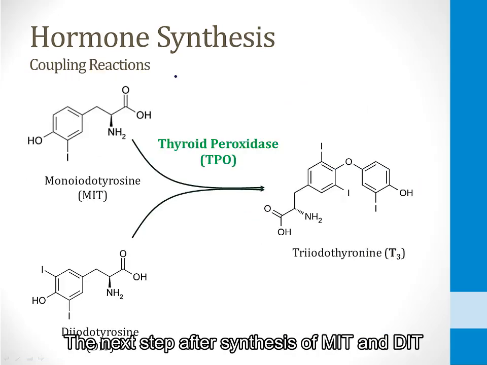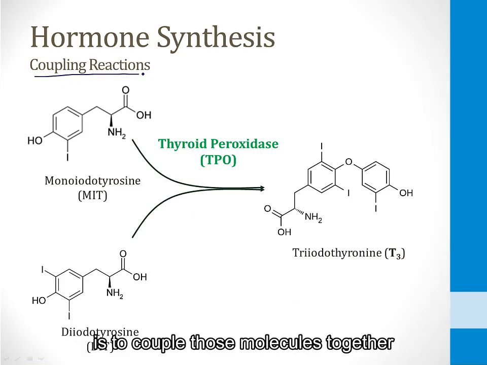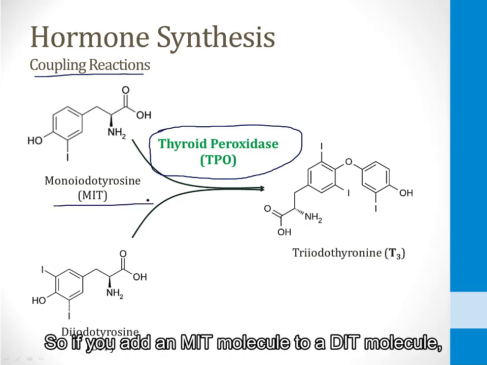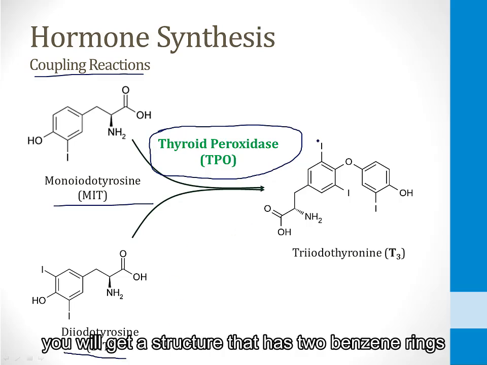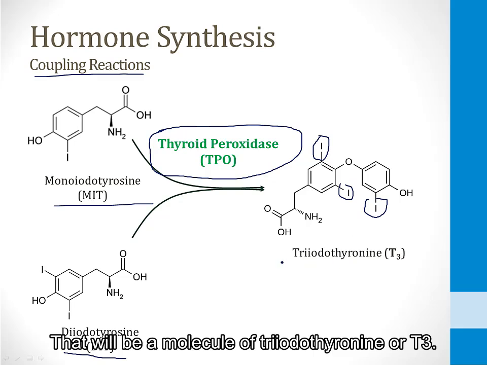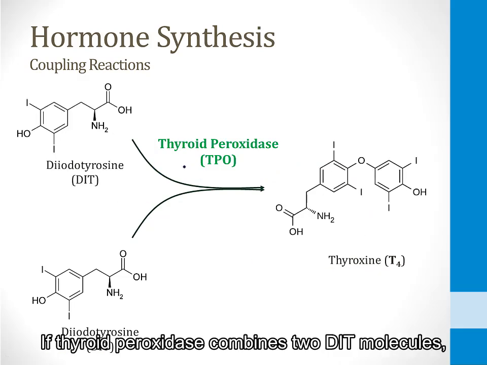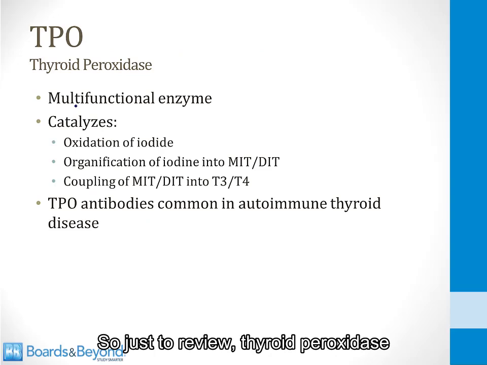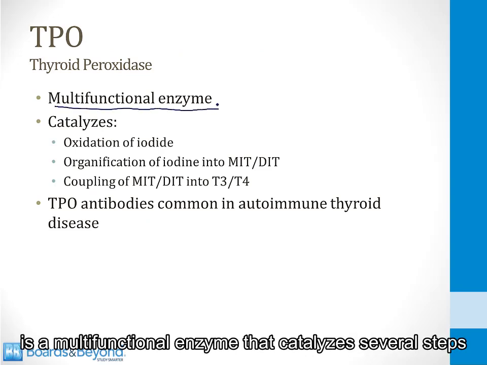The next step after synthesis of MIT and DIT is to couple those molecules together to make molecules of thyroid hormone, and this step is also catalyzed by thyroid peroxidase. So if you add an MIT molecule to a DIT molecule, you will get a structure that has 2 benzene rings and 3 iodines, 1 from the MIT and 2 from the DIT. That will be a molecule of triiodothyronine, or T3. If thyroid peroxidase combines 2 DIT molecules, you will get a thyroid hormone structure that has 4 iodines, and that is thyroxine, or T4.